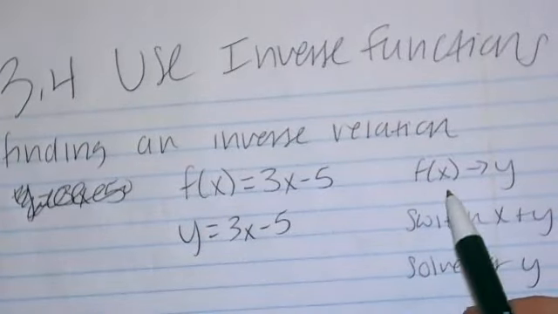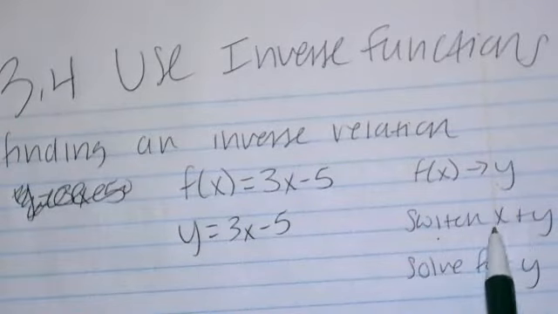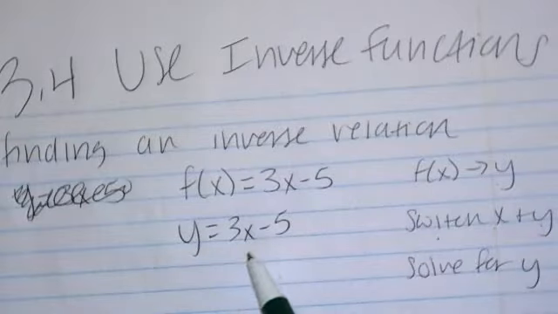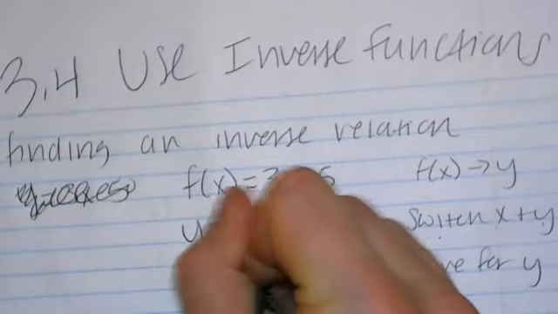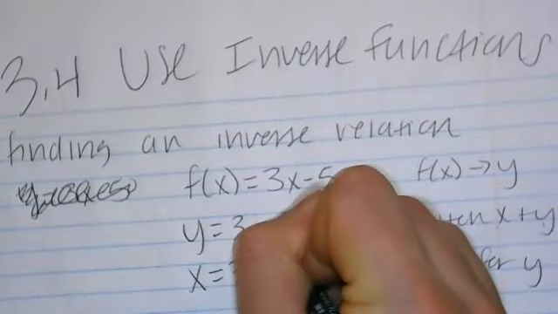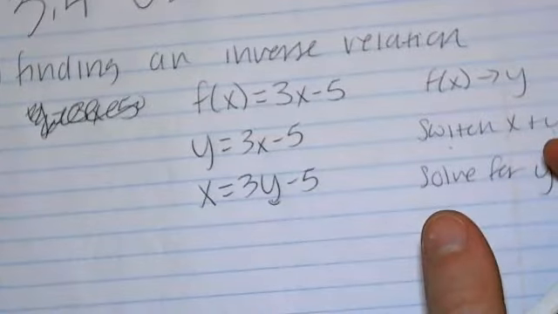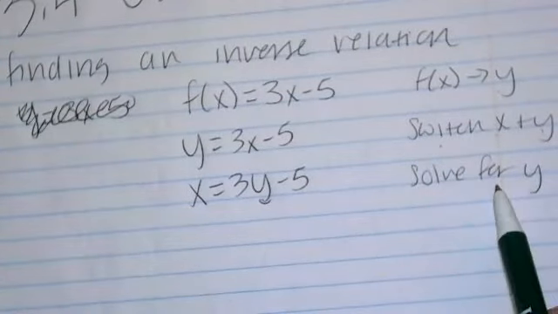After you've replaced f of x with y, you then want to literally switch your x and y. Nothing else, everything else stays, but just your x and your y. So it will now be x equals 3y minus 5. A lot of people get tempted to take that 3 with the x, but you want to leave everything behind. After you've switched, you now want to solve for y.